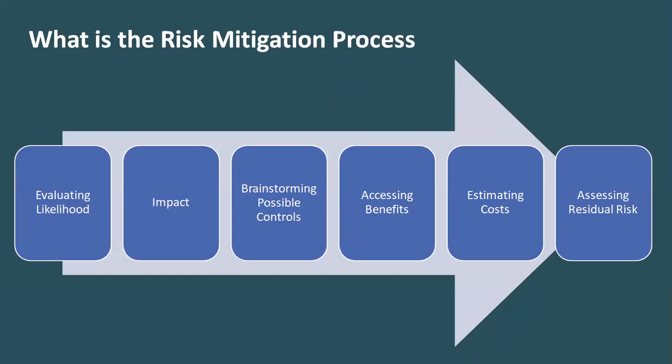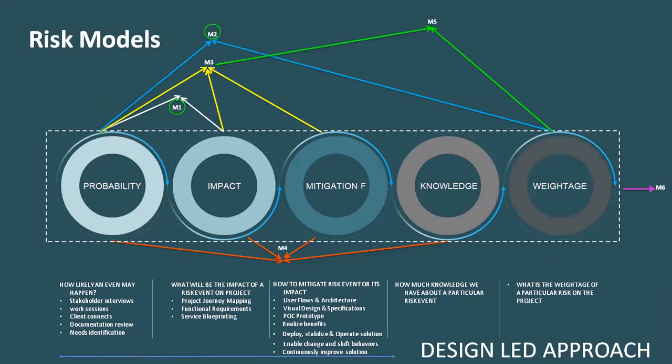In the risk mitigation process, make sure that you do the benefit assessment. You cannot apply a control to reduce the impact and then find the control measure is costing you much more than what the impact would have been, right? So assess the benefit and the cost, and then check out the residual risk. And we discussed the various risk models.